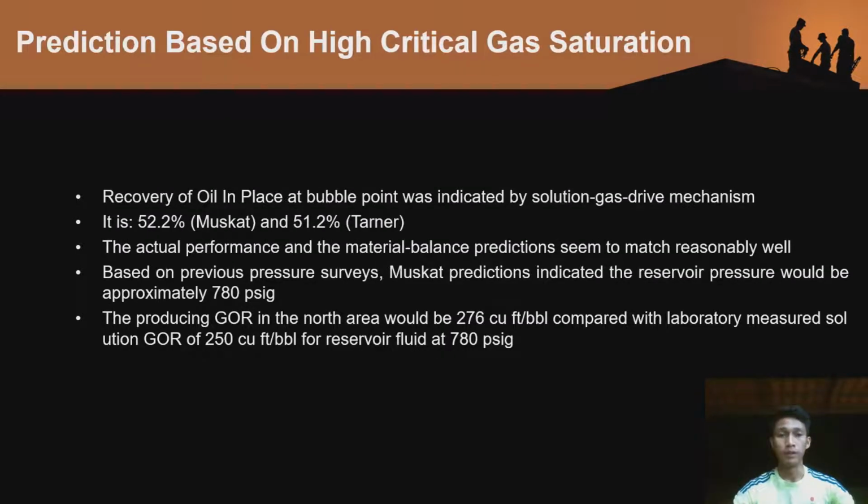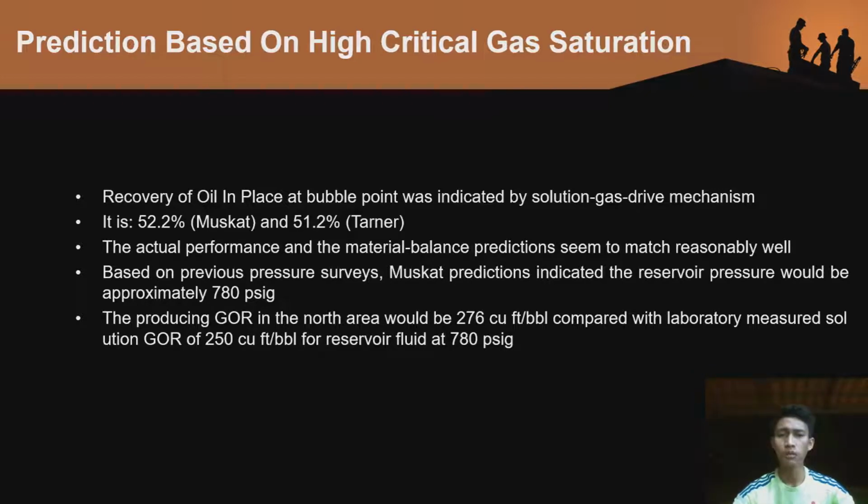As we know in the paper, it is said the major cause of the unusual performance for the reservoir is high critical gas saturation. So let's go through the prediction based on high critical gas saturation. The recovery of oil in place at bubble point, indicated by the solution gas drive mechanism, is 52.2% for Muscat and 51.2% for Tanner. The actual performance and the material balance prediction seem to match reasonably well. Based on the previous pressure survey, the Muscat prediction indicated the reservoir pressure will be approximately 780 psig.